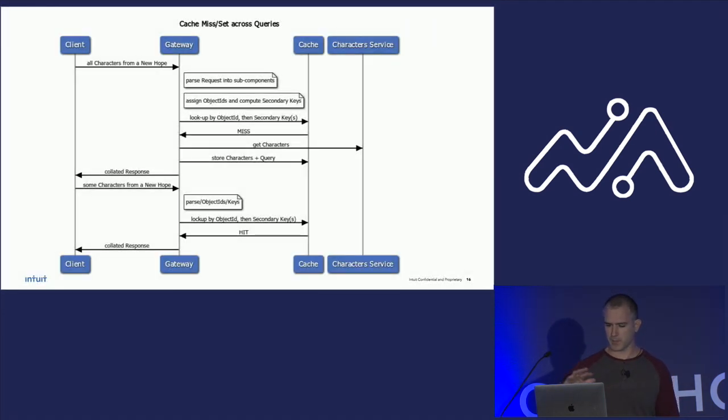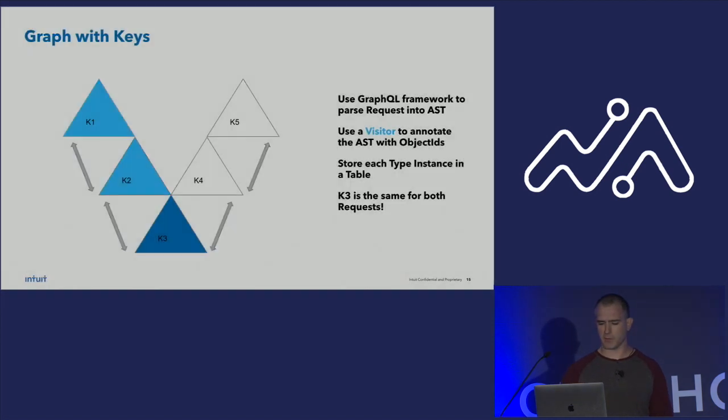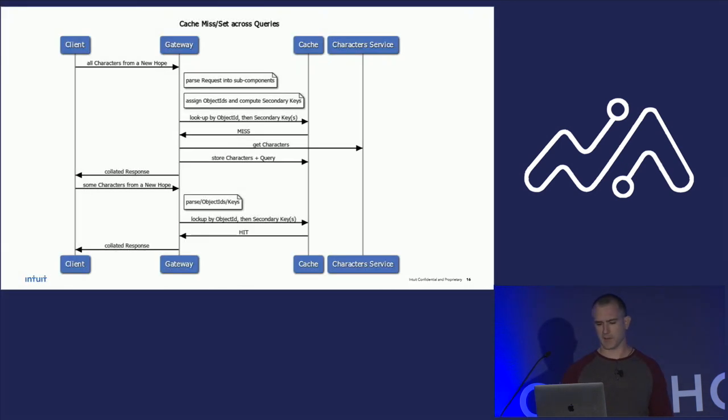Okay, so I'm going to go through this quickly, but this is essentially the entire flow across the different queries. I make a query for what we talked about here, angling down. Let's say I ask for all the characters in A New Hope. We parse things, we assign the object IDs, and we do a lookup. We get a cache miss, right? There's nothing in there. So we go to the character service, and then we store the information plus the original query that it originated from, which will become very important later.